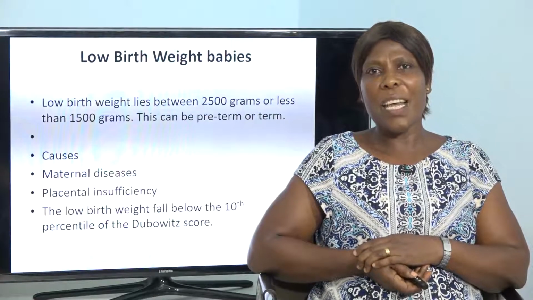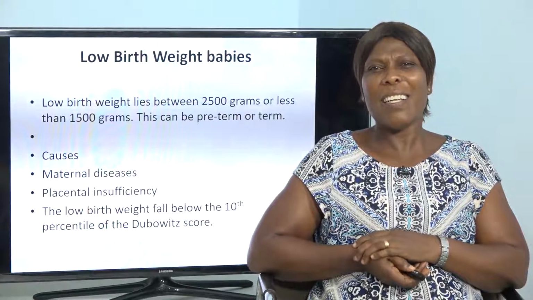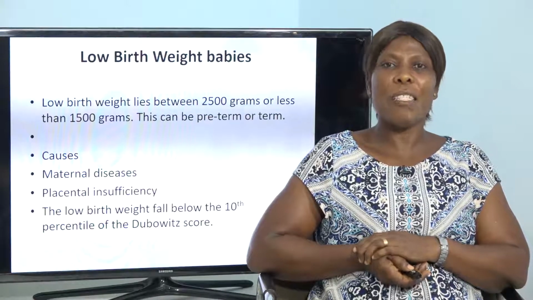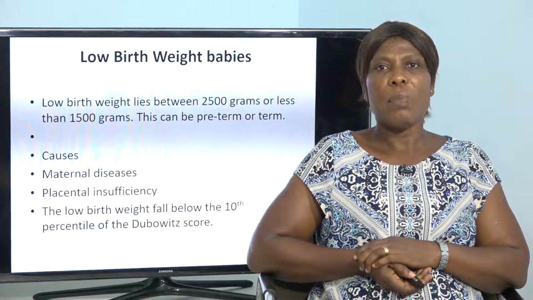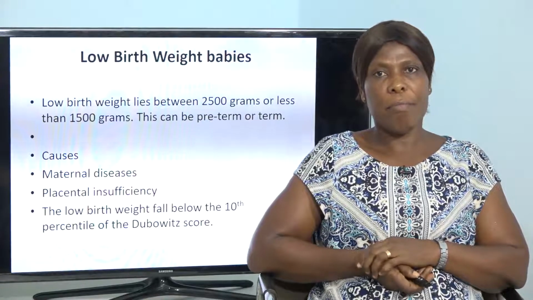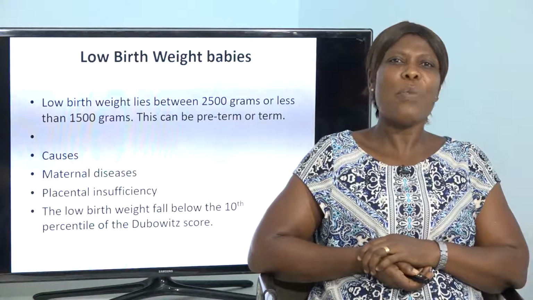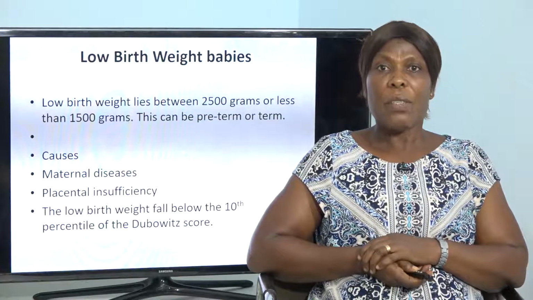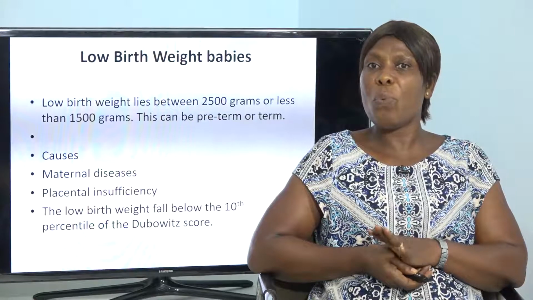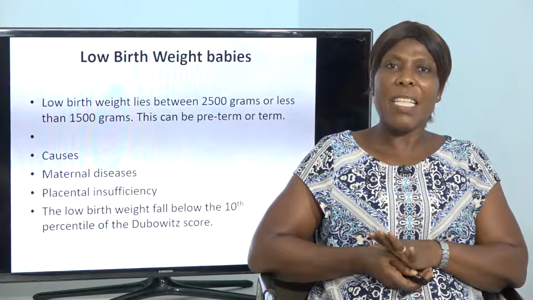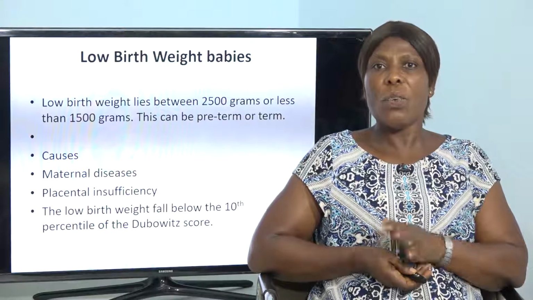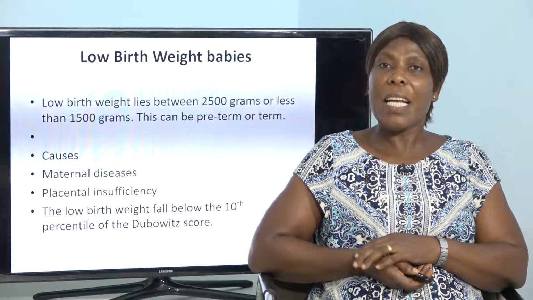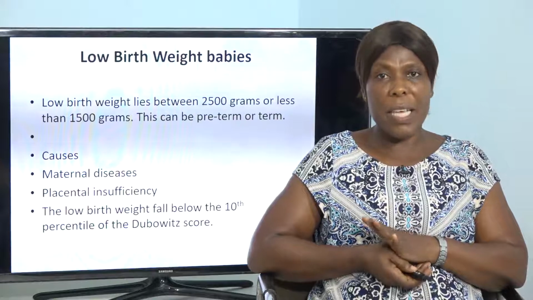We are done with the preterm baby, the characteristics, and then how to manage them. Now we are coming to look at the next categories of preterm babies, which is the low birth weight babies. So when we talk of low birth weight babies, what are we referring to? These babies can be born term or preterm. So low birth weight babies lie between 2.5 kg or less than 2.5, 1.5. So it's between 2.5 and then 1.5 kg. And they can be born term or preterm.